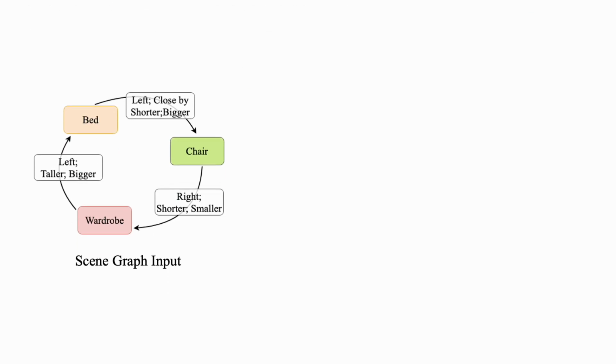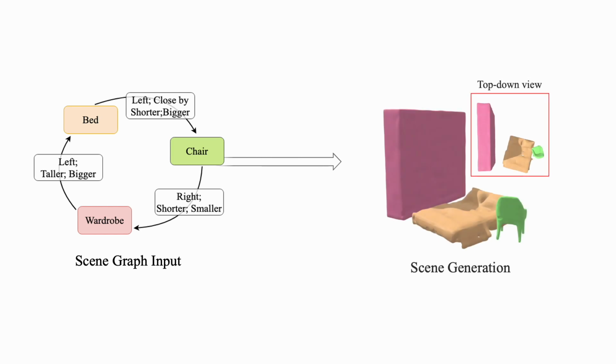So the task is that, given a scene graph containing the relationship of each object, a model should generate the corresponding scene. We focus on the indoor scenario in this paper. Previous methods can be divided into two groups, object retrieval methods and semi-generative methods. Our method is the first fully generative method shown in this area.